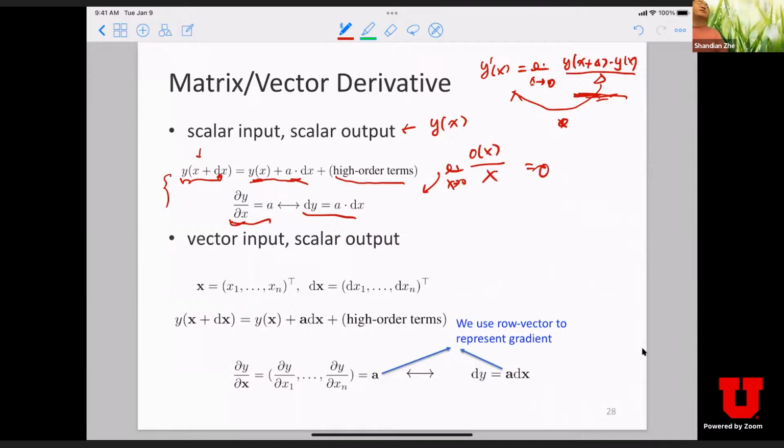Does it make sense? I'm just reviewing what I have learned during my undergrad school. It makes sense, right? Okay. So now, let us try to generalize this definition to vectors and matrices.